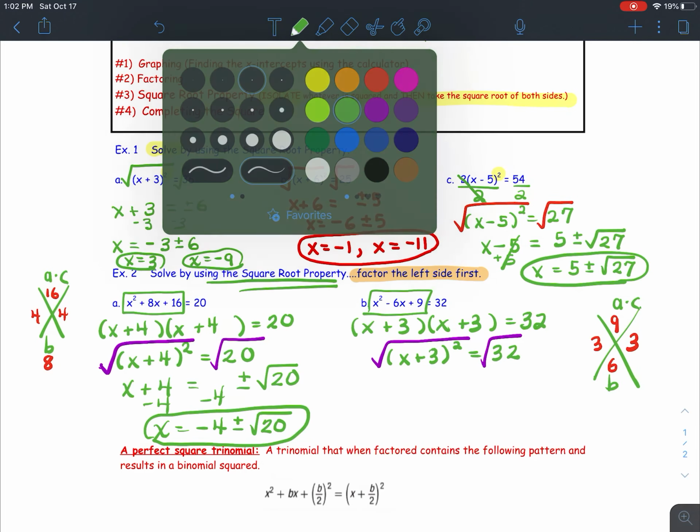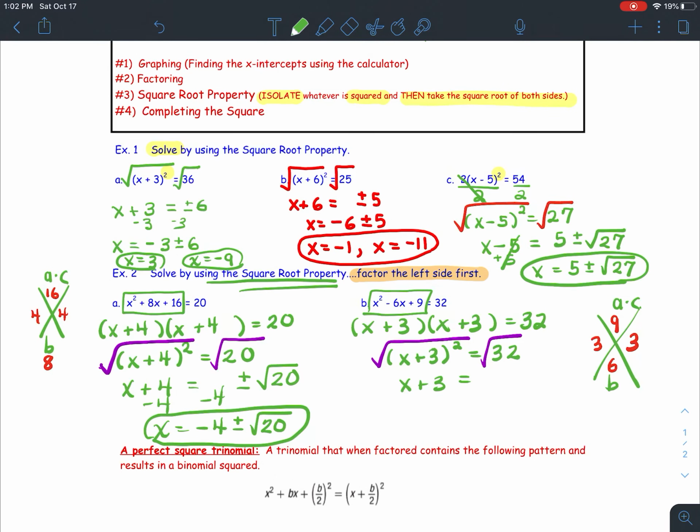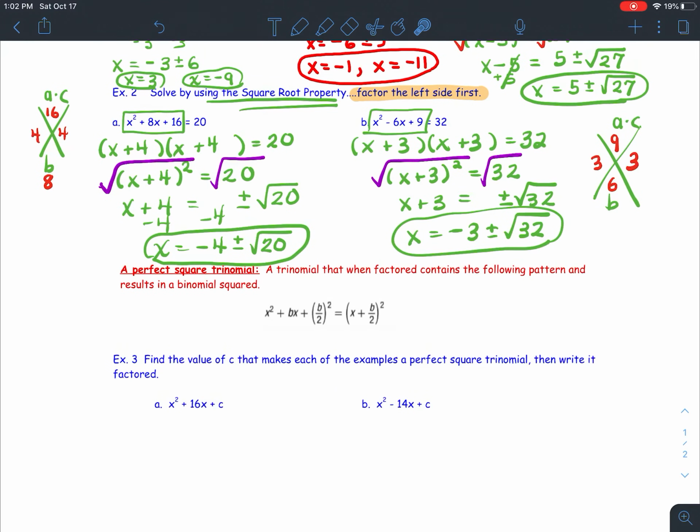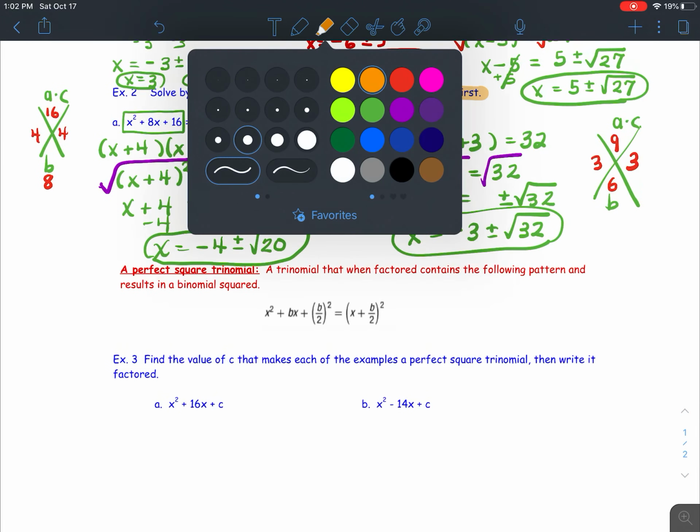I'm going to take the square root of both sides here. Okay, that gives me x plus 3. Again, 32 is not a perfect square, so I'm just going to put a plus or minus in front of it. This is as far as I can go. Okay. All right, so let's see how this kind of pulls in here.